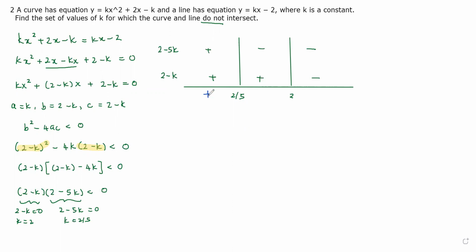Find the product of signs. So we have positive, negative, and positive. And we need to solve for the discriminant less than 0. So we need a negative sign. And from here, we can see that k is in between 2 over 5 and 2.